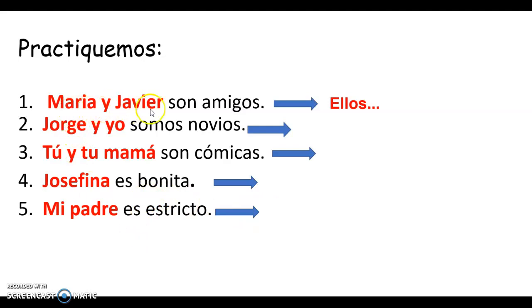Okay, let's see. Maria y Javier would be ellos, even though it's mixed group, it's ellos. Jorge y yo, anybody and I, is nosotros. Now, even if I'm a girl here, because Jorge is a boy, it would still be nosotros. If I was a girl and this is Maria, it would be nosotras. Tú y tu mamá. Again, if you are a girl in Spain, this would be vosotras. But on this side of the world, we're just going to use ustedes for you all.